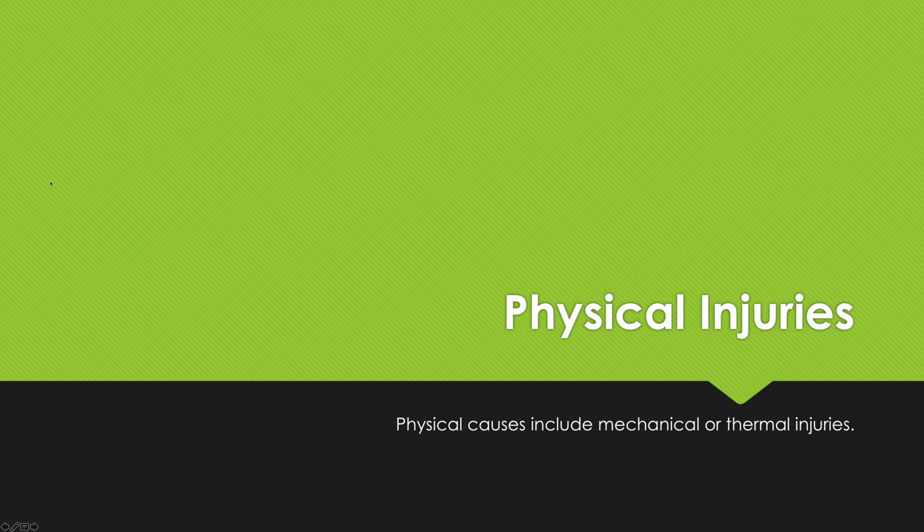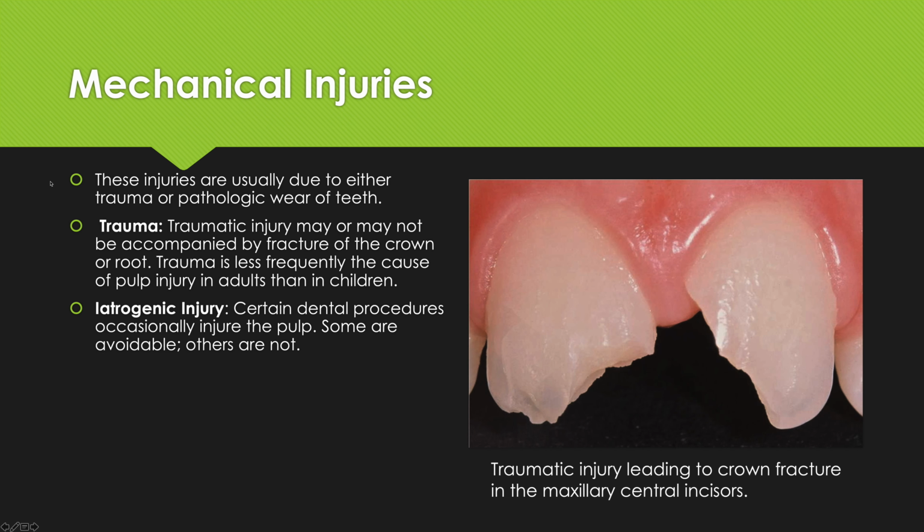Physical causes include mechanical and thermal injuries. Mechanical injuries. These injuries are usually due to either trauma or pathological wear of teeth. Traumatic injury may or may not be accompanied by a fracture of the crown or root. Trauma is less frequently the cause of pulp injury in adults than in children.